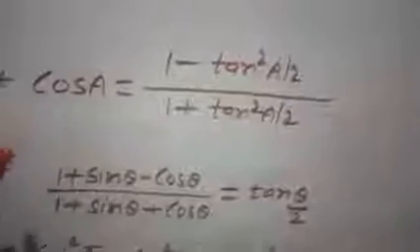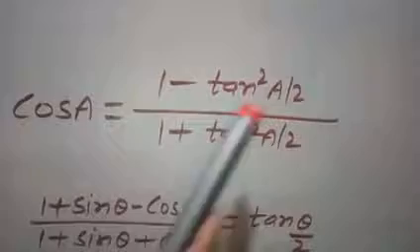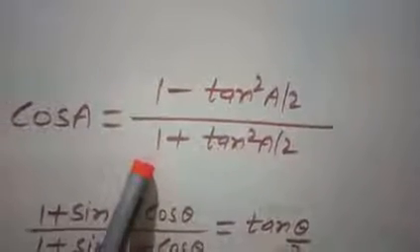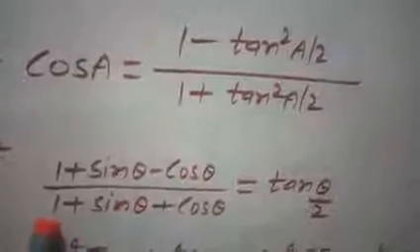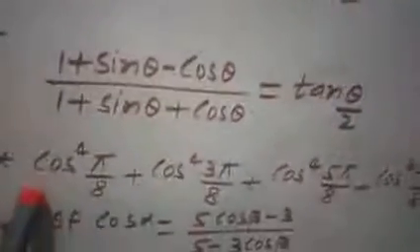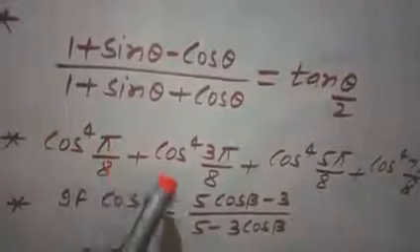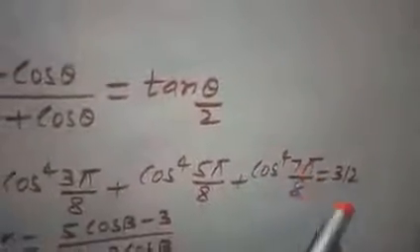I am going to solve some questions. The first question is: cos A is equal to (1 minus tan square A by 2) upon (1 plus tan square A by 2). The next sum is: (1 plus sin theta minus cos theta) upon (1 plus sin theta plus cos theta) is equal to tan theta by 2. The next one is: cos to the power 4 pi by 8 plus cos to the power 4 3 pi by 8 plus cos to the power 4 5 pi by 8 plus cos to the power 4 7 pi by 8 is equal to 3 by 2.